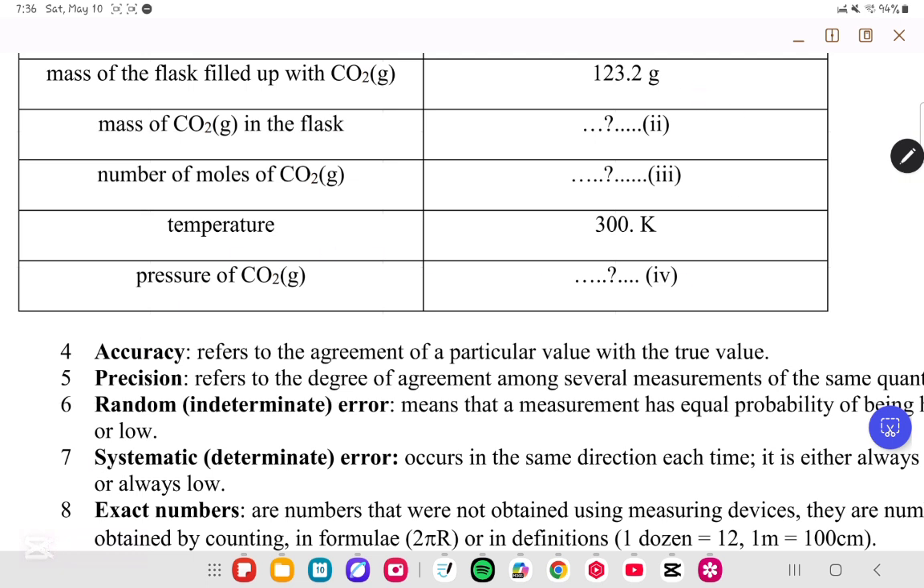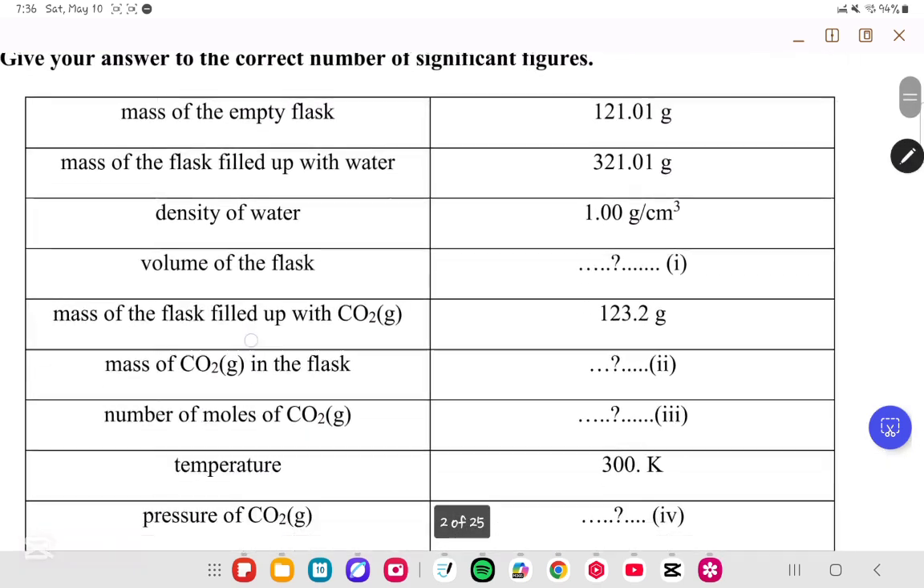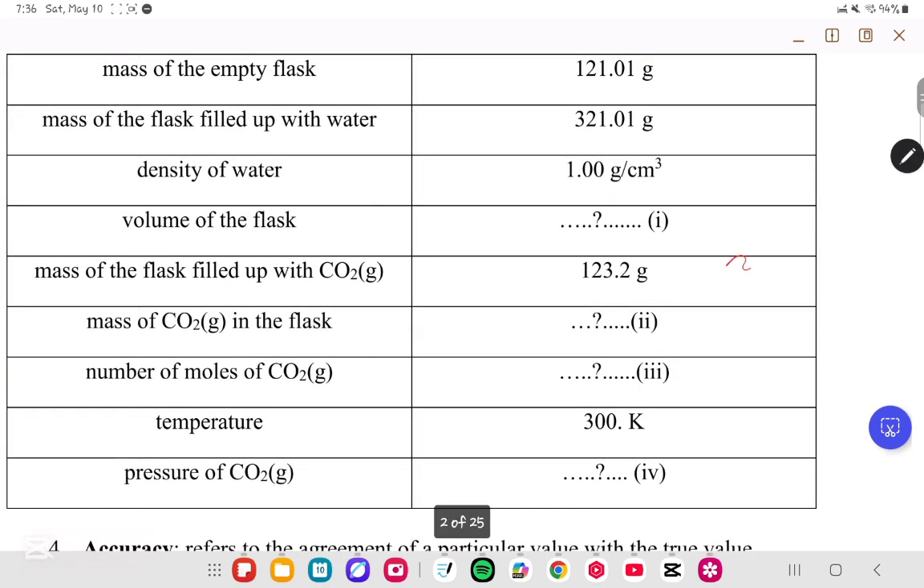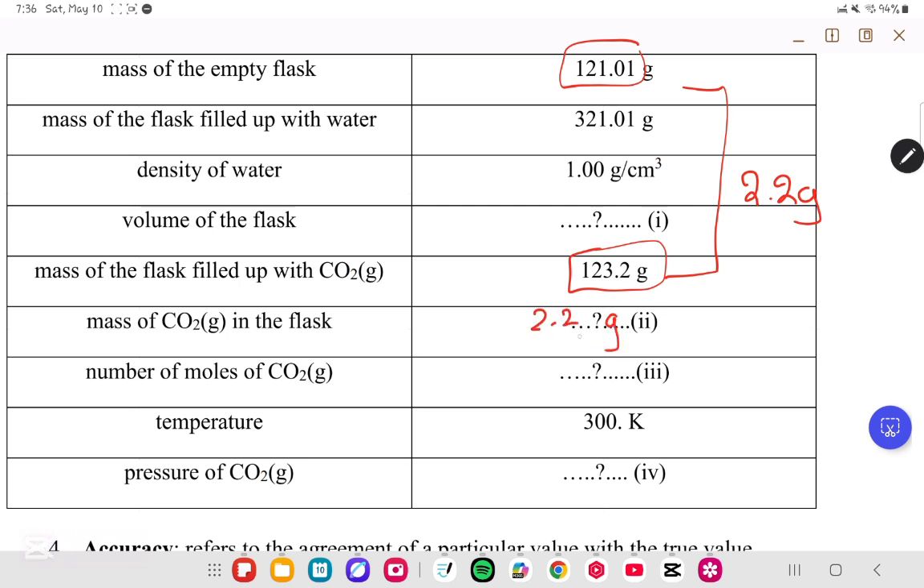Mass of the flask filled up with CO2 gas. Okay, mass of the CO2 in the flask, number of moles of CO2, temperature, and pressure of CO2. So now they said that they removed the water from the flask, and instead of water, they put CO2. So instead of 121, it now became 123.2. So how much is the mass of CO2? It's 2.2 grams, because you're going to subtract 123.2 minus 121.01. You will get 2.2 grams. So the mass of CO2 is 2.2 grams.